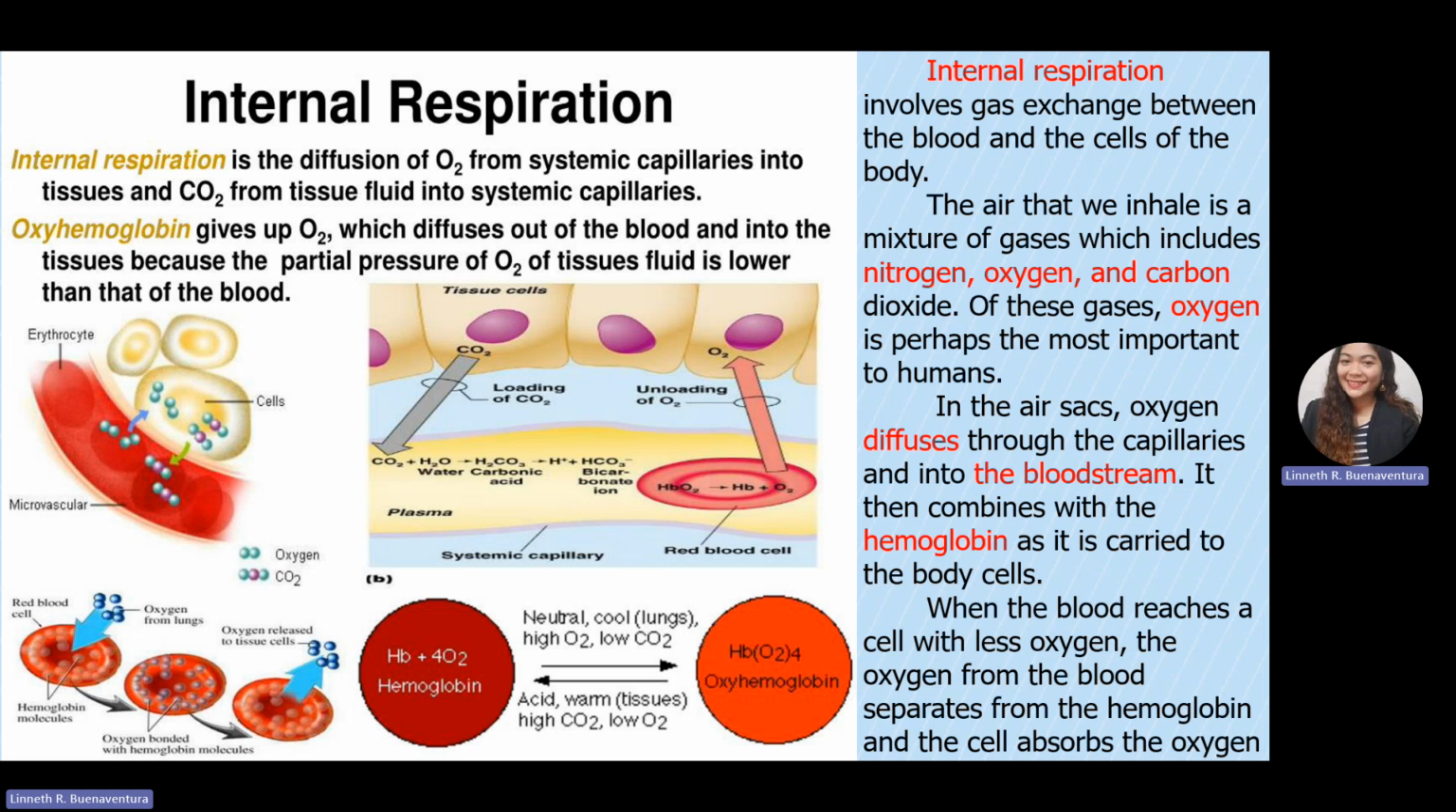The air that we inhale is a mixture of gases which include nitrogen, oxygen, and carbon dioxide. Of these gases, oxygen is the most important and the only gas we need. From the air sacs, oxygen diffuses through the capillaries into our bloodstream, wherein the red blood cells carry and distribute the oxygen throughout our body. When the blood reaches a cell with less oxygen, the oxygen separates from the hemoglobin and the cell absorbs the oxygen.